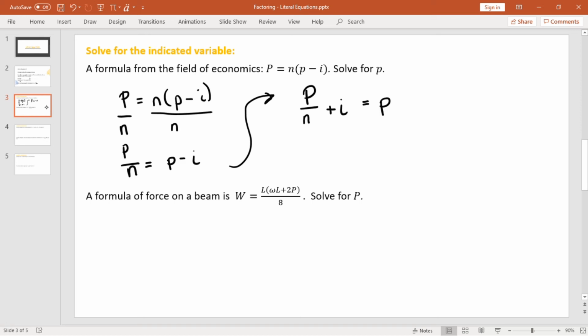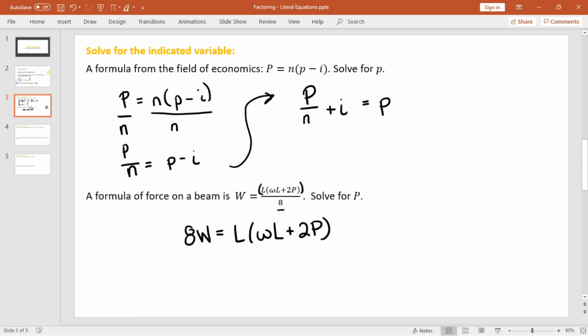Okay, my second example, I need to get big P out. So we have an 8, a whole bunch of stuff going on. Remember, it's like there are brackets around it, and I really need to get that 8 out of there. So the first thing I'm going to do is multiply both sides by 8. And that will change it into 8w equals L, crazy bum L, plus 2.